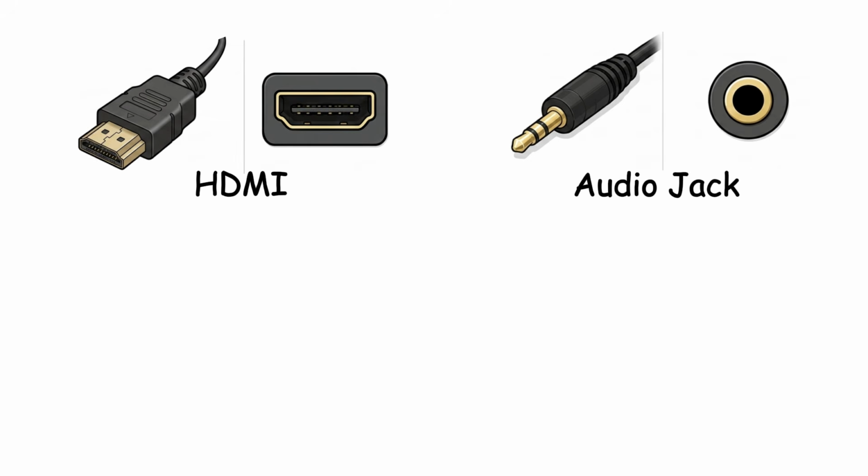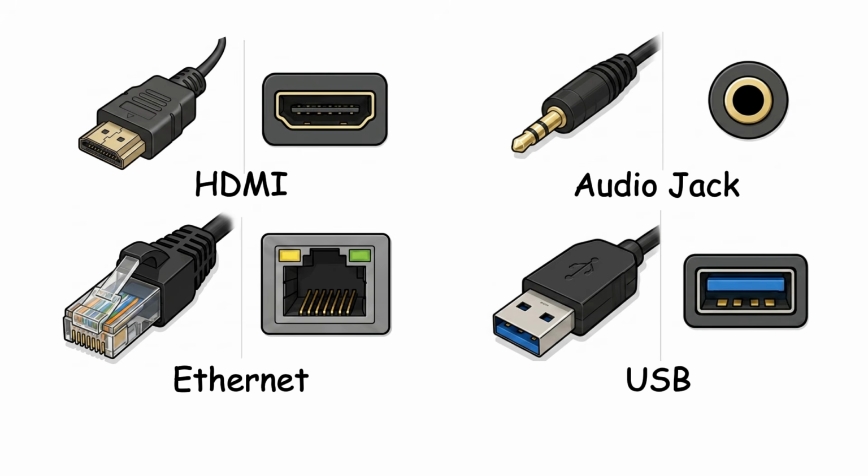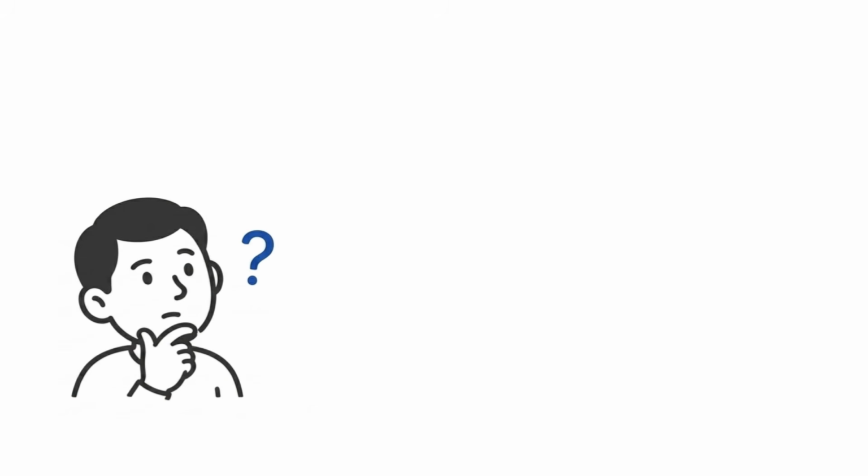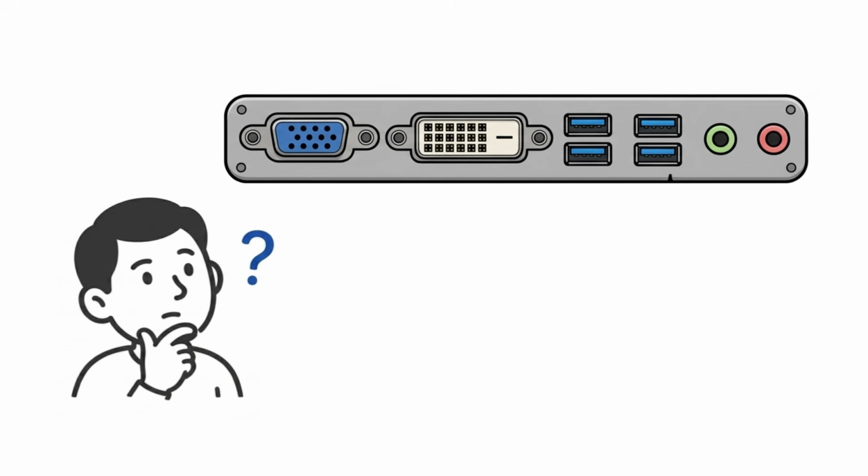HDMI, audio jack, Ethernet, USB. Every computer has ports, but unless you know what each one does, they're just mysterious holes on the side of your machine. So why are there so many? And what does each one actually do?